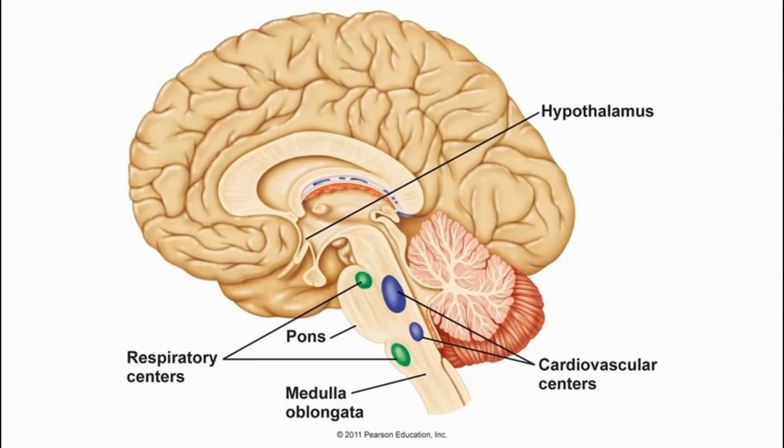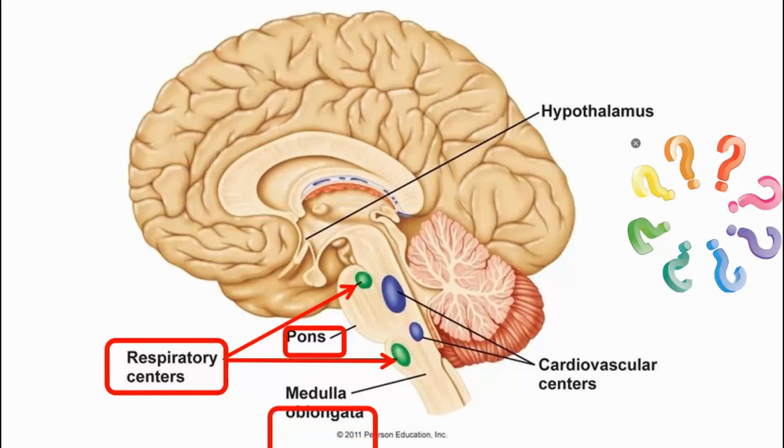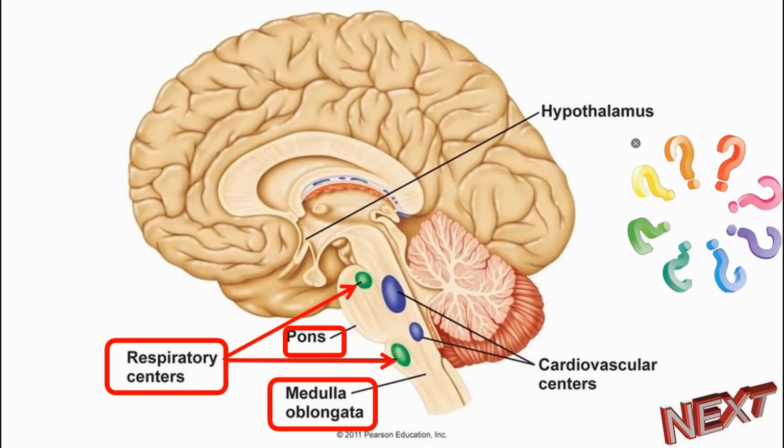What is this image? We have seen this image. It is a sagittal view of the cerebral hemispheres and the brain. Why are we talking about this subject in the respiratory system? Because there are respiratory centers. Where are these respiratory centers? They are in the pons and in the medulla oblongata. These centers are very important for respiration.